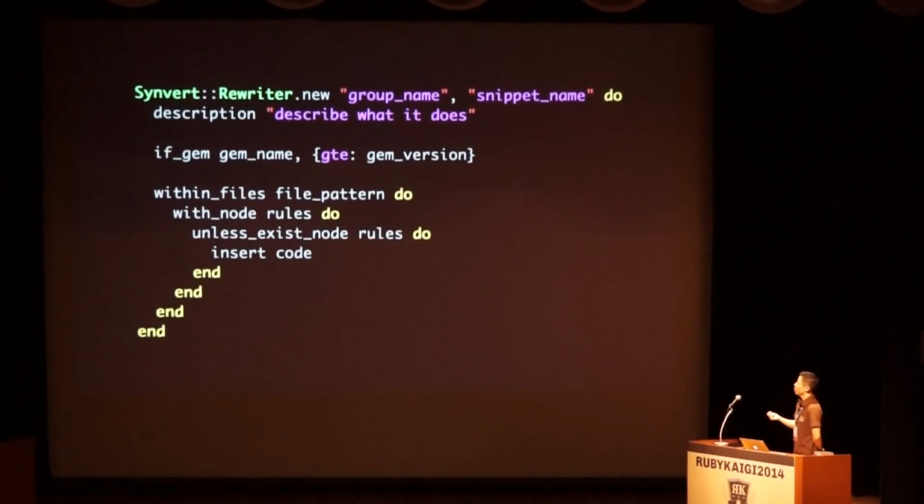Then if gem will check the gem name and the gem version in the Gemfile.lock, so only if the gem version meets our condition will it continue to work. Within files tries to find the specified Ruby files, and for each matching file you can use with node to find the specified AST node. You can also check, for example, if a node does not exist then insert it, or you can just replace with or remove code.